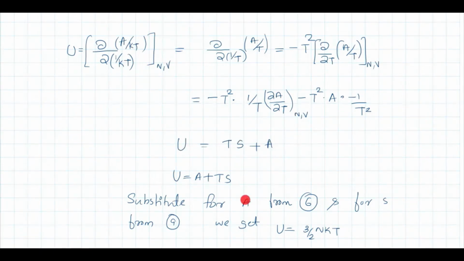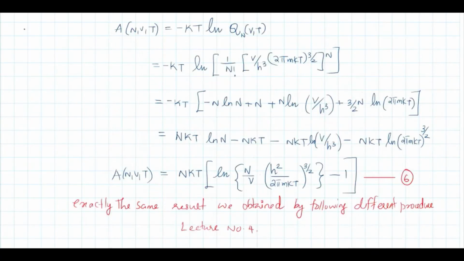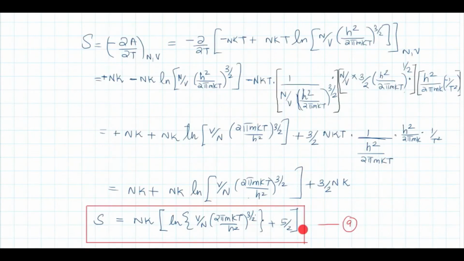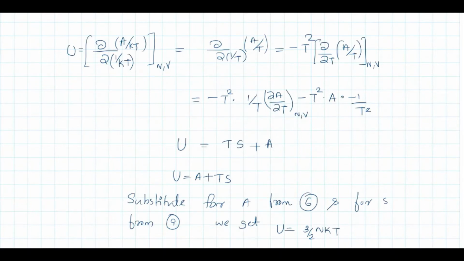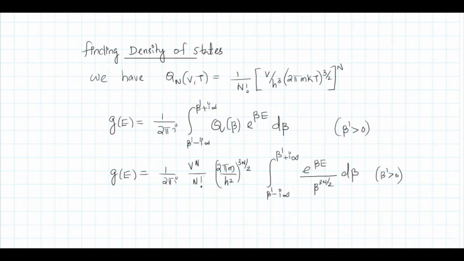We already have an expression for a and s from equation 6. You have an expression for a, it is nkt log some quantity minus nkt. From equation 9 you have s, multiplied with the t, you will get again nkt log the quantity, then 5 by 2 nkt. So adding those two, a plus ts will give you 3 by 2 nkt. Just substituting for a and s from equations 6 and 9, you will get u is equal to 3 by 2 nkt.